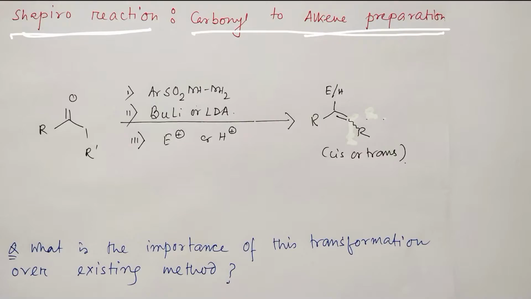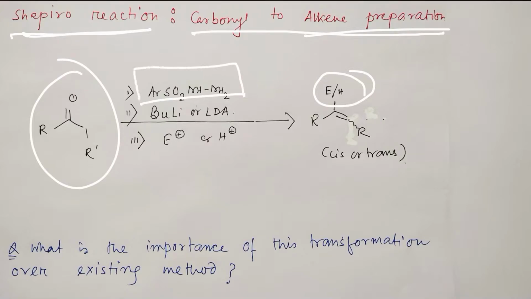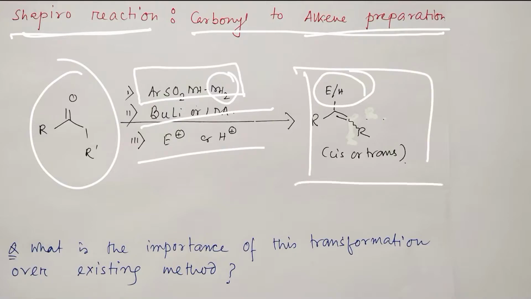Where is the substitution? See here, this is the carbonyl compound. In presence of this aryl sulfonyl hydrazine, you may consider this a substituted hydrazine, so one part of the hydrazine is available for reaction. Then reaction with butyl lithium or LDA, and finally an electrophile or proton, which results in this final product. This may result in cis or trans depending on the substitution.